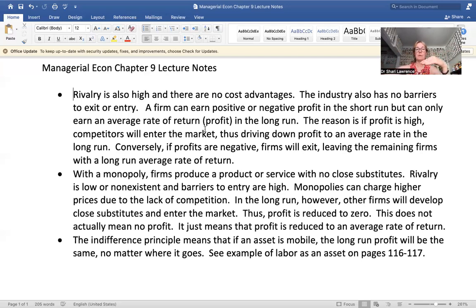If there's losses, too many firms are in that industry and there's losses or negative profits, then firms will exit and it'll restore it back to a normal rate of return. All right, so that's basically what's happening in a competitive market. Now, with a monopoly, firms produce a product or service that has no close substitutes.